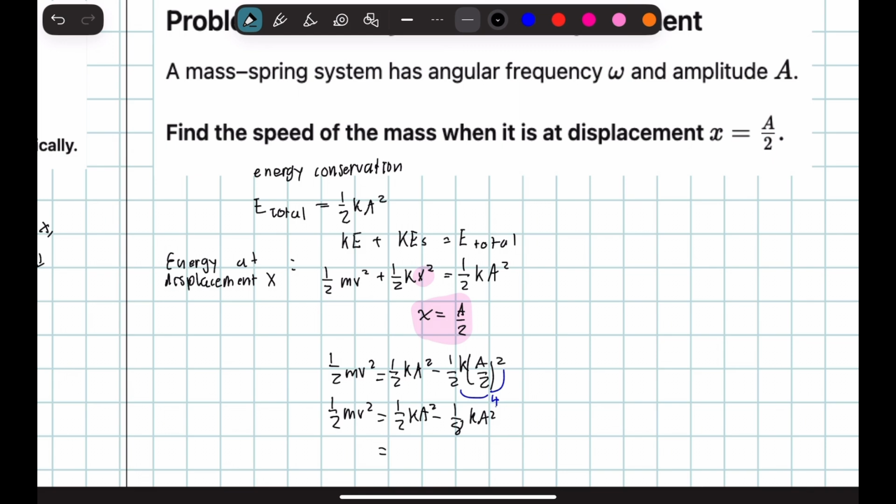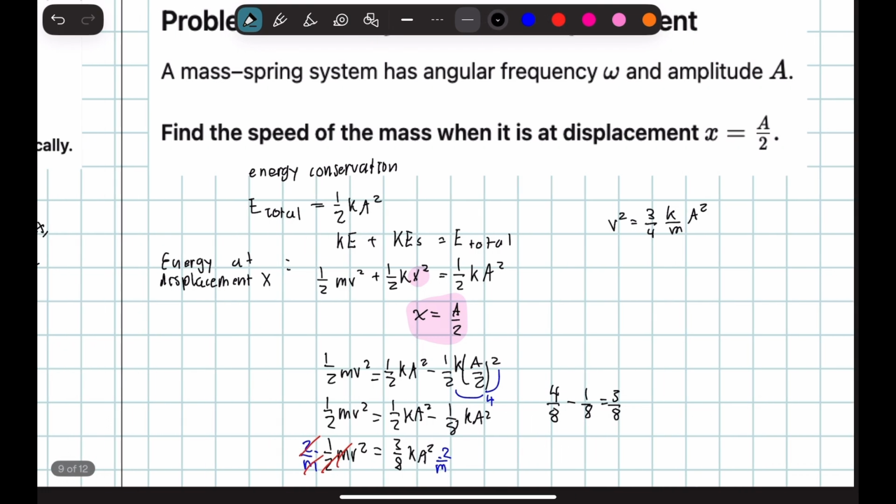And then this is going to be equal to, okay, 1/2 is the same thing as 4 over 8. And then minus 1 over 8, that's going to be equal to 3 over 8. So then you have 3 over 8 ka squared, and then you have 1/2 mv squared. So then if you solve for v, we have v squared is equal to 3 over 4 times k over m times a squared. Because what we did was we multiplied both sides by 2, and we also divided both sides by m to cancel out the 2 and also to cancel out the m.